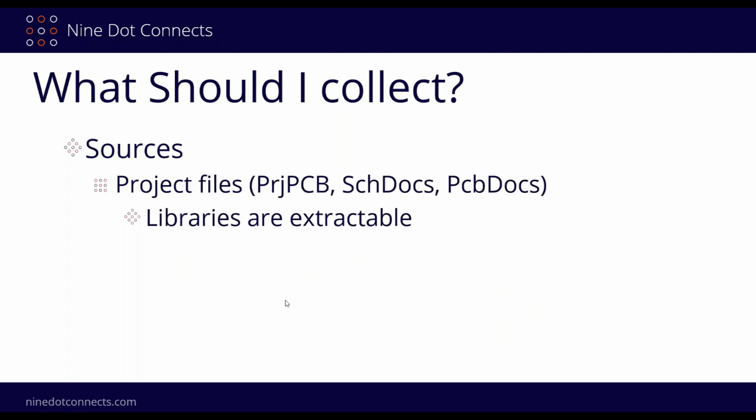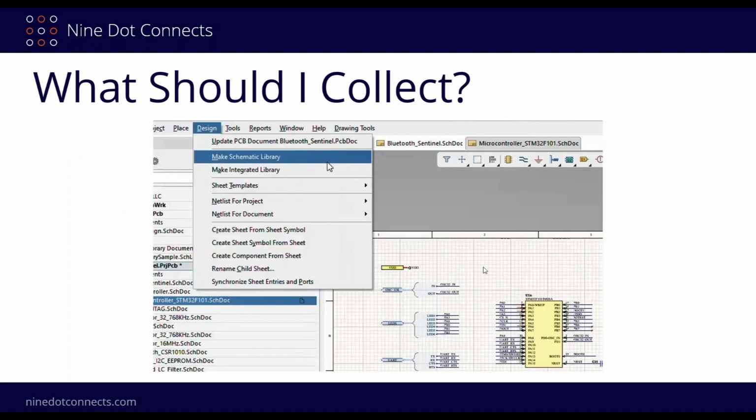The next one is the project files. So if you don't really have libraries, fortunately in Altium, you can extract out libraries from your project files, especially if they're completed. So libraries are extractable. It looks something like this.